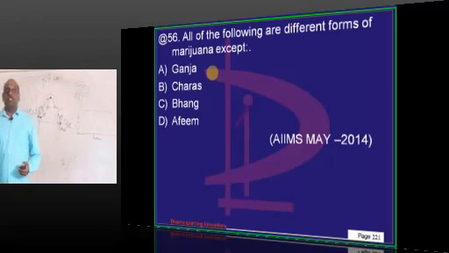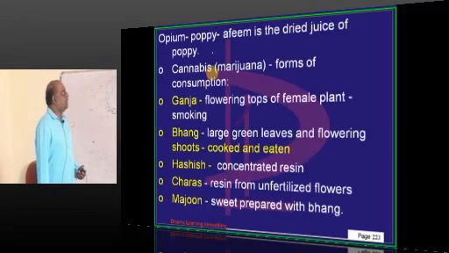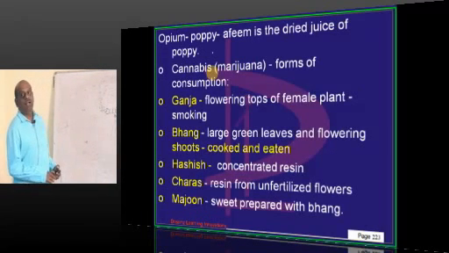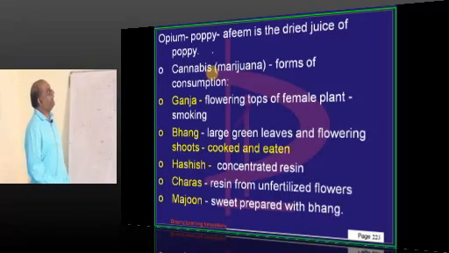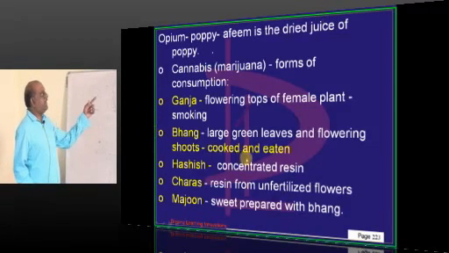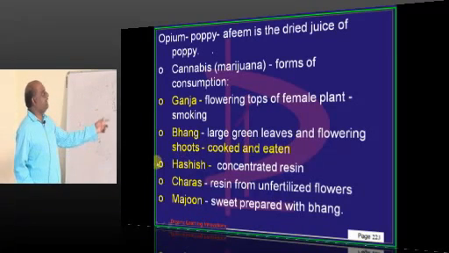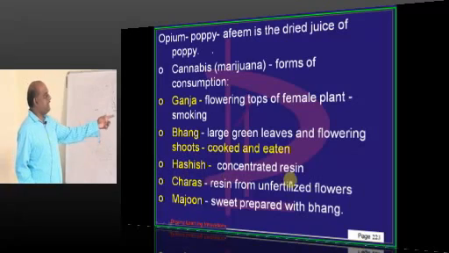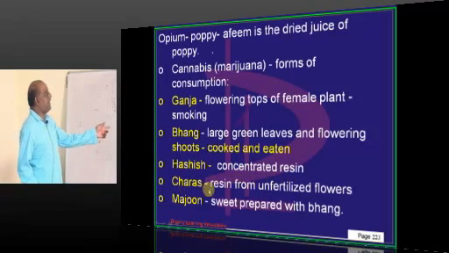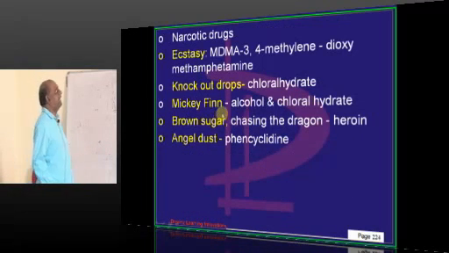Marijuana, substance abuse drugs is another very high yield topic. So basically, AIIMS asks about opium. Cannabis, what are the various forms? Ganja, flowering tops. Bhang means large green leaves and flowering shoots. Hashish is resin. Charas is resin from unfertilized flowers and majoon is sweet. That is what you have to basically remember.